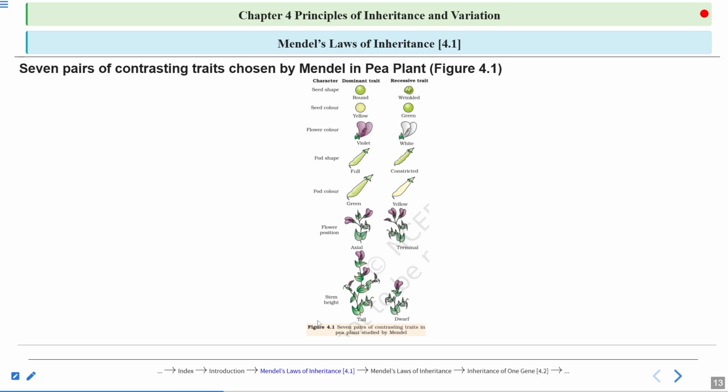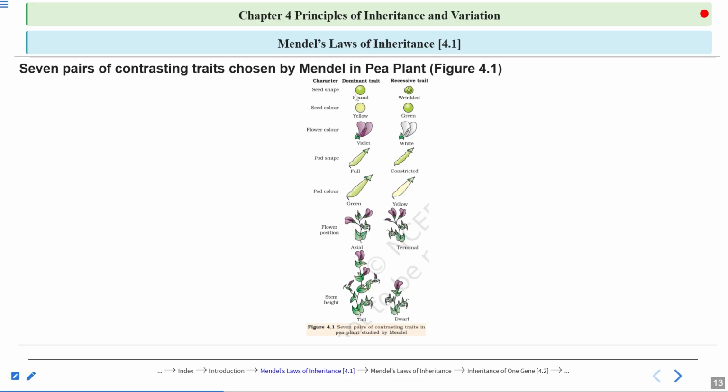So you should remember these 7 pair of contrasting characters. So there will be in total 14 true breeding pea plant varieties. So what did Mendel do?